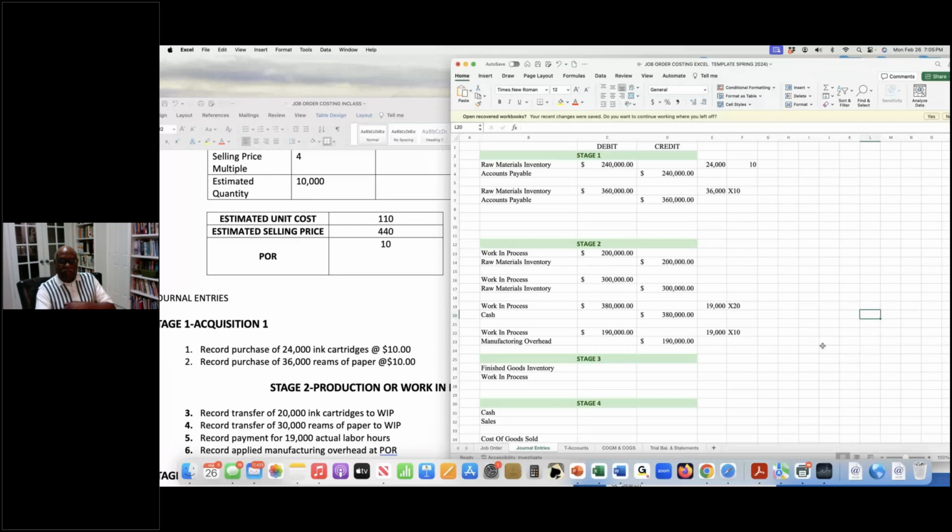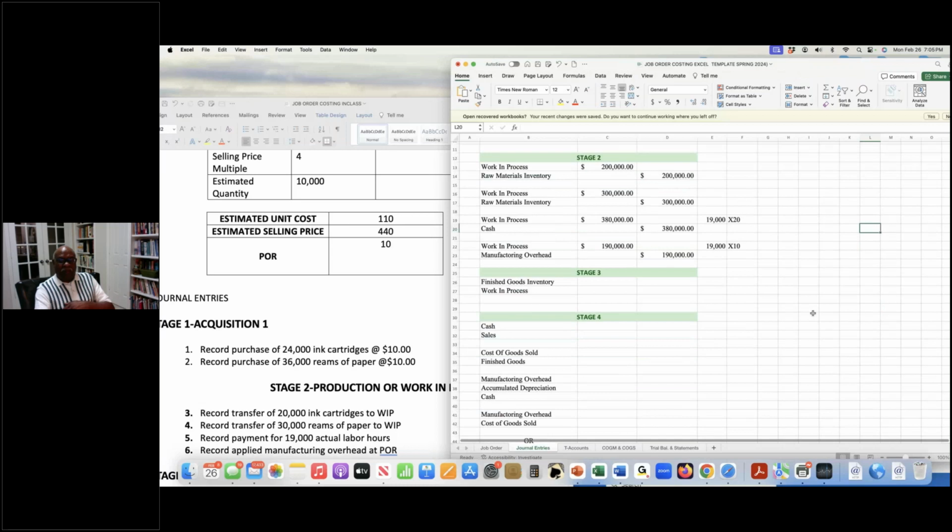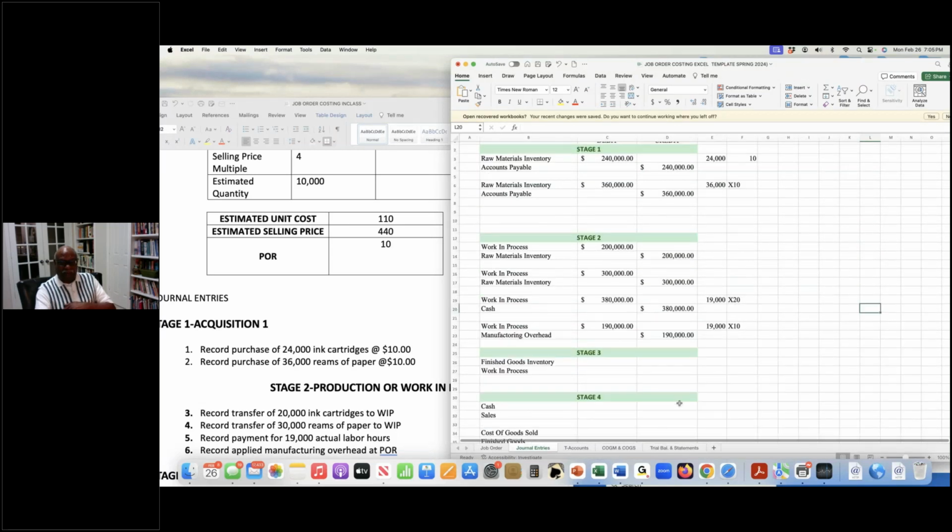The only question I have for the journal entry is stage 4 for the cost of goods and the MOH. Because we did the in-class example for the T chart for the manufacturing overhead, it wasn't equal, so you added 2,000, and then when you add it together, you have to clear that. Well, let's see if we can get there.